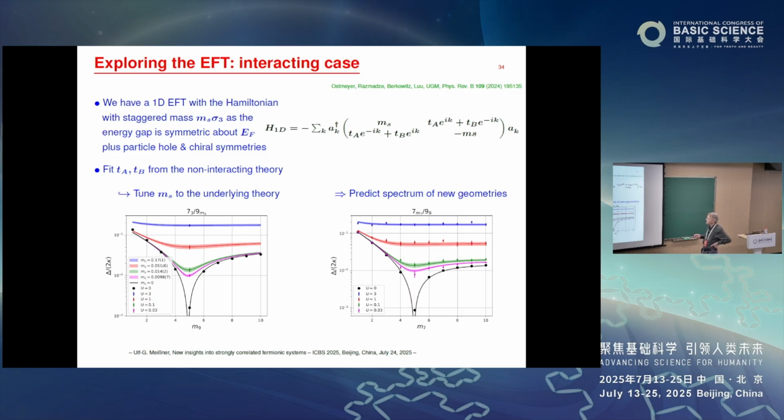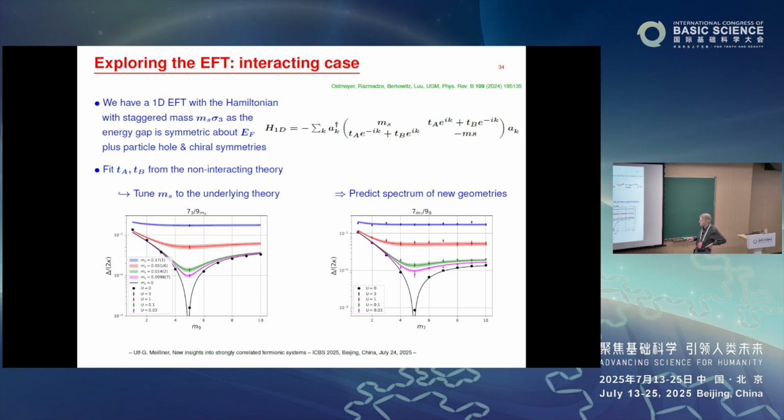And then the interaction can be described by what is called a staggered mass, M sub S, not MS here. M sub S is the energy gap symmetric around the Fermi energy, plus of course particle-hole and chiral symmetry. Now we have this effective theory, and we have simulations for various strengths from U equal 0 to 3 with some intermediate values. So the dots are the simulation, and then we can fit the effective theory, because there's of course some uncertainty.